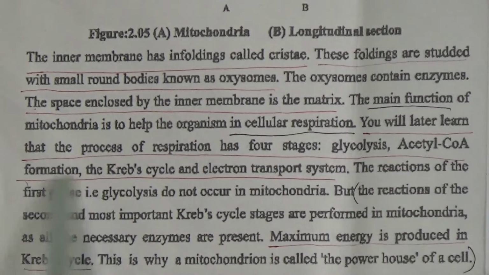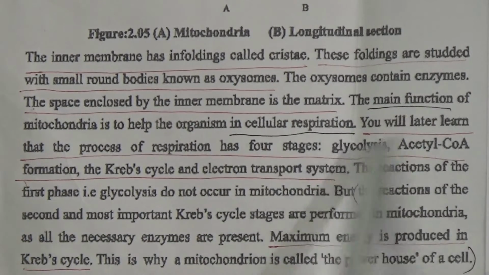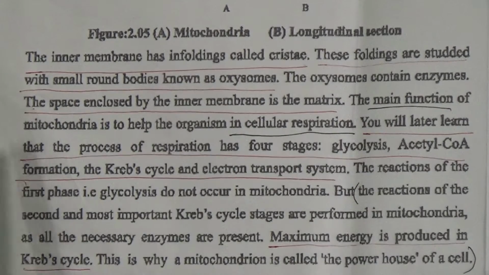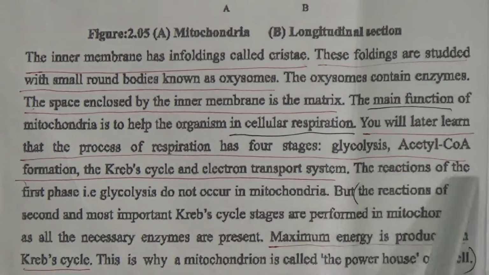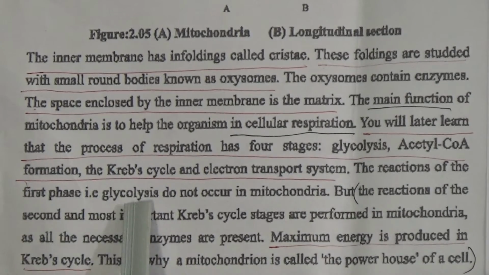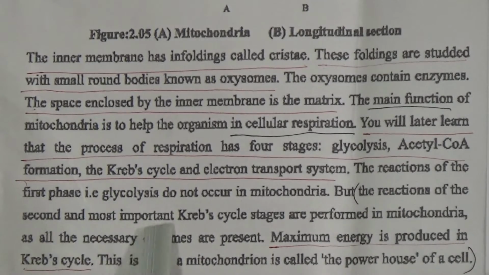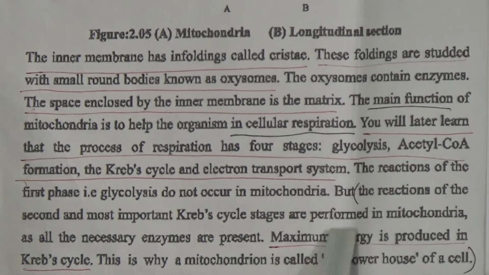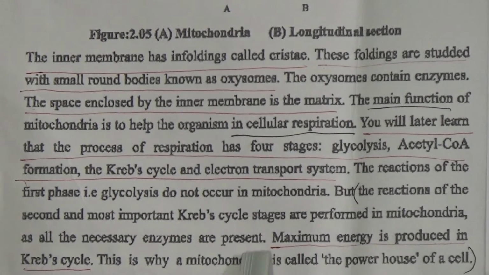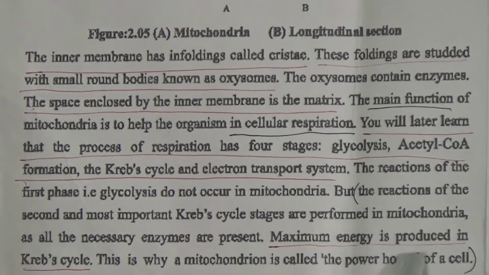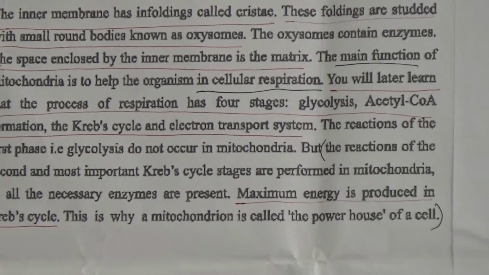You will later learn that the process of respiration has 4 stages: glycolysis, acetyl-CoA formation, Krebs cycle and electron transport system. The reaction of the first phase, glycolysis, does not occur in mitochondria, but the reactions of the second and most important Krebs cycle stage are performed in the mitochondria as all the necessary enzymes are present. Maximum energy is produced in the Krebs cycle. This is why mitochondria is called the powerhouse of a cell.